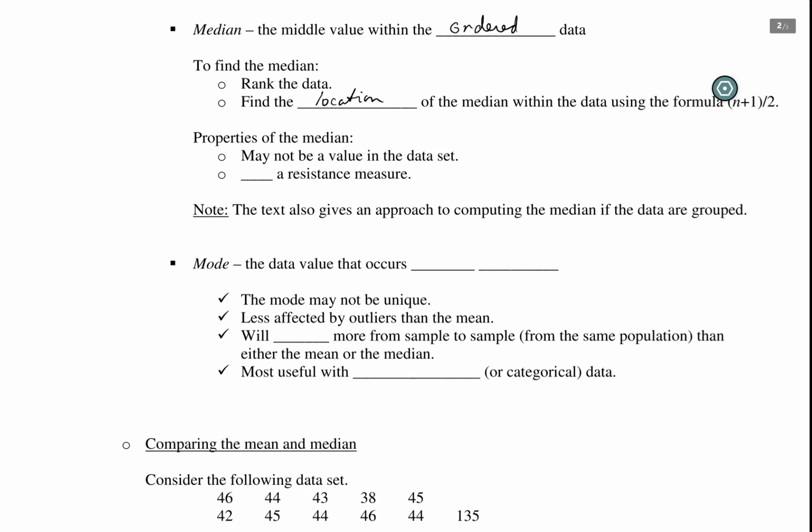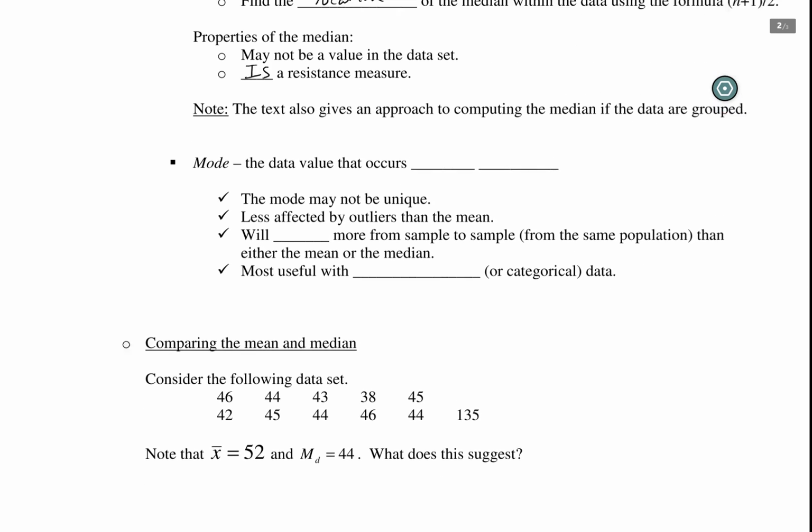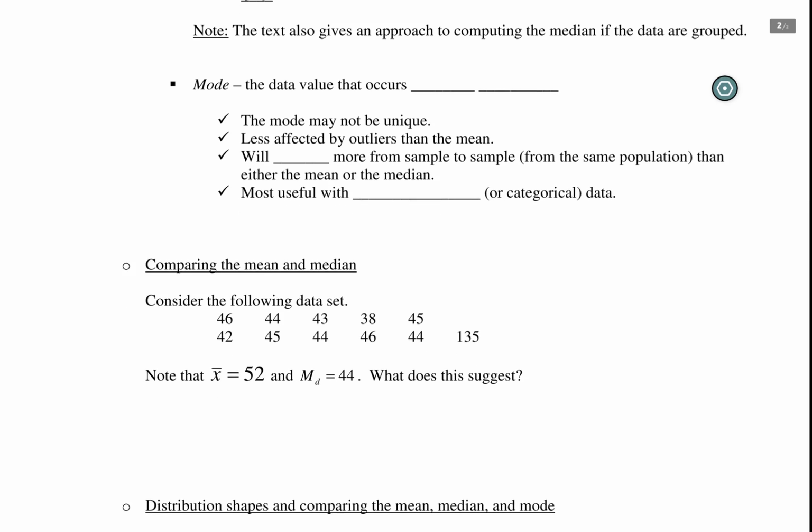Some properties of the median are that it actually may not be in the data set, and it is a resistant measure. That is, outliers don't have a great effect on the median. I'm not going to cover it here in the lecture, but the book also gives an approach to computing the median if the data are grouped.